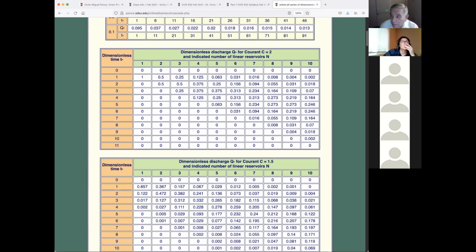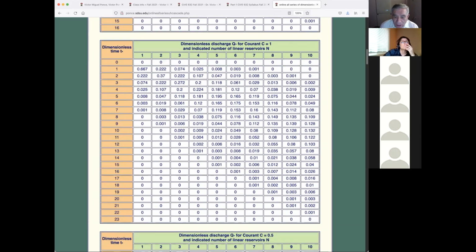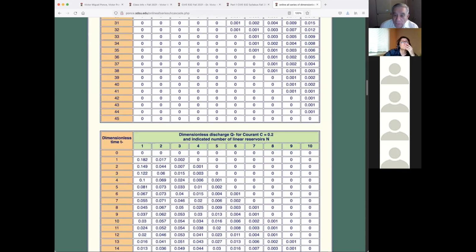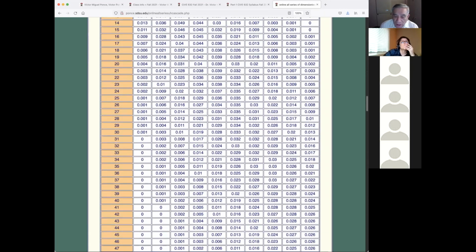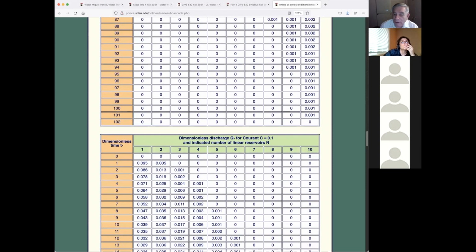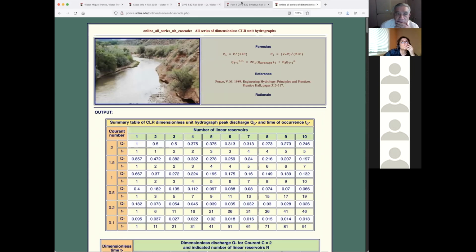You won't do the table, because the table is set for only 6 values: 2, 1.5, 1, 0.5, 0.2, and 0.1. Okay, so that's the general one.